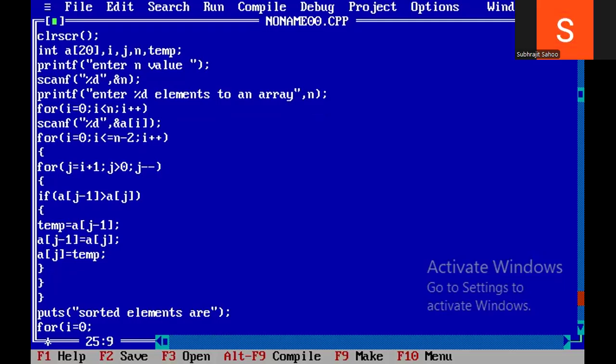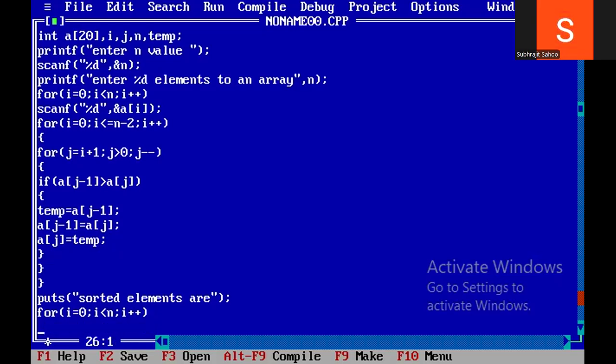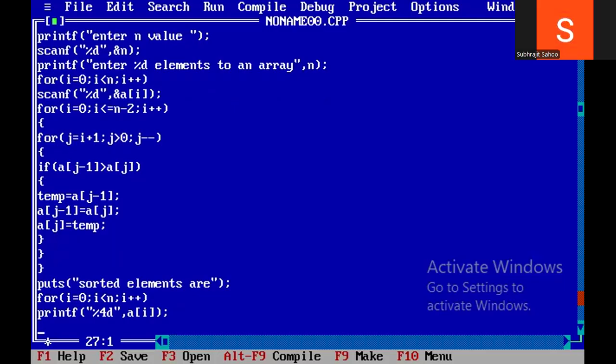So for loop, i equal to 0, i less than n, i plus plus. You can take j also, no problem. Anything you can take, there is no compulsory restriction. Printf percent 4d. I'm taking more gap because if I give a negative number, the minus sign is also considered. Percent 4d, a of i. Now see, program over. For this for loop, brackets are not required since it is one statement only, so I ignored the curly bracket here.